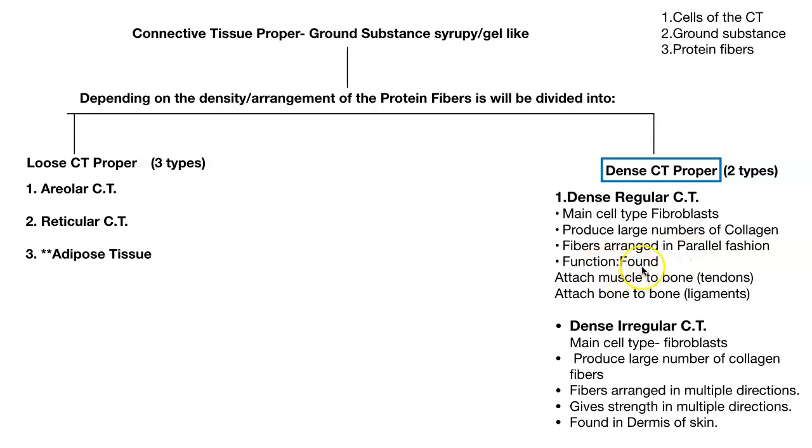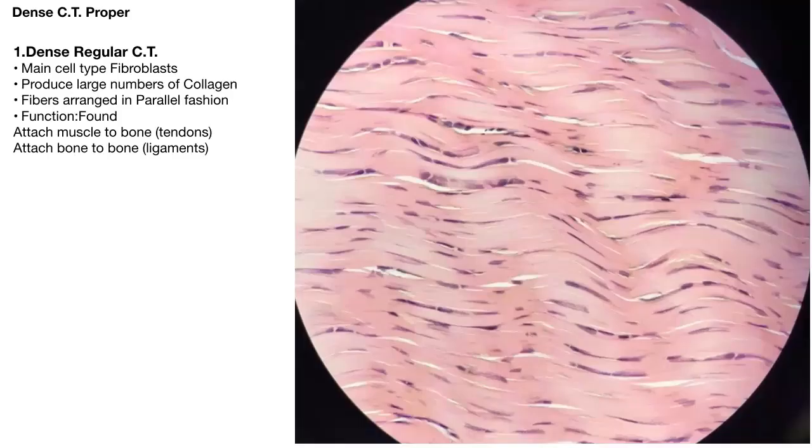Where do you find these and what's their function? These are found in your tendons and ligaments. You have to remember, tendons and ligaments are made from dense, regular connective tissue. Tendons attach muscle to bone. Ligaments attach bone to bone. So let's look at that dense, regular connective tissue first.